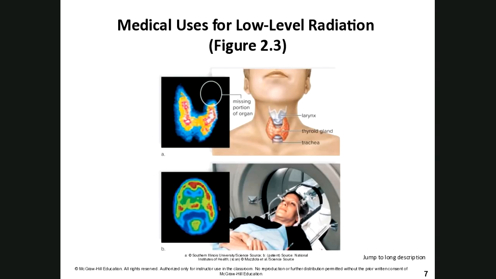So here we're looking at some medical uses for low levels of radiation, for imaging that we can see using these isotopes. We're doing a brain scan, and then we have a thyroid.